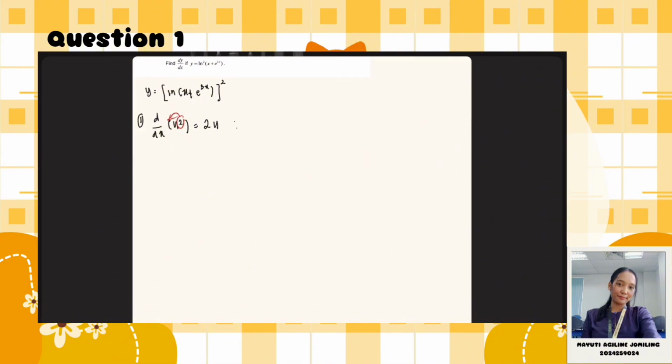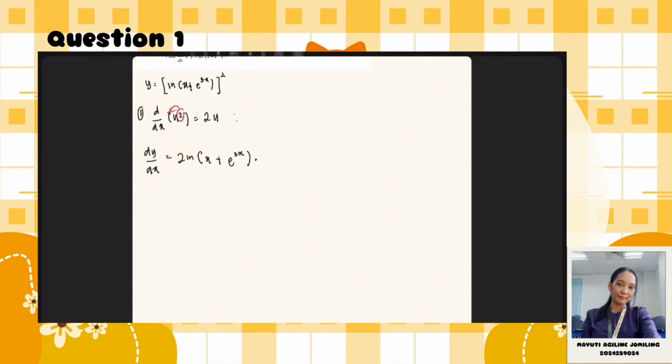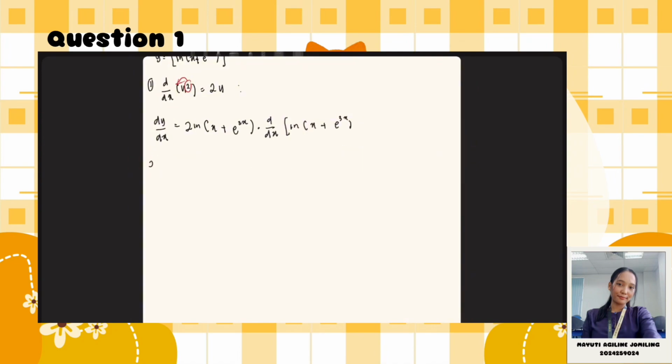This equation will change to dy over dx equals 2 ln bracket x plus e to the power of 3x, times d over dx of square bracket x plus e to the power of 3x. Let's move to step 2.